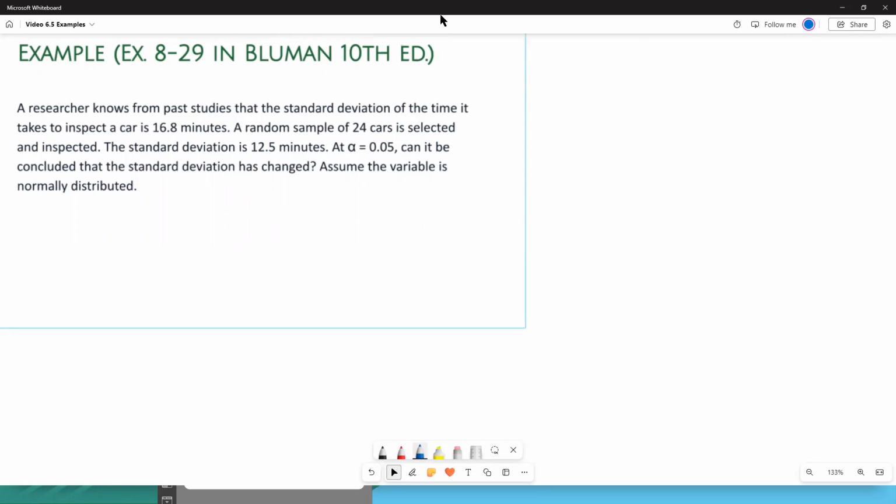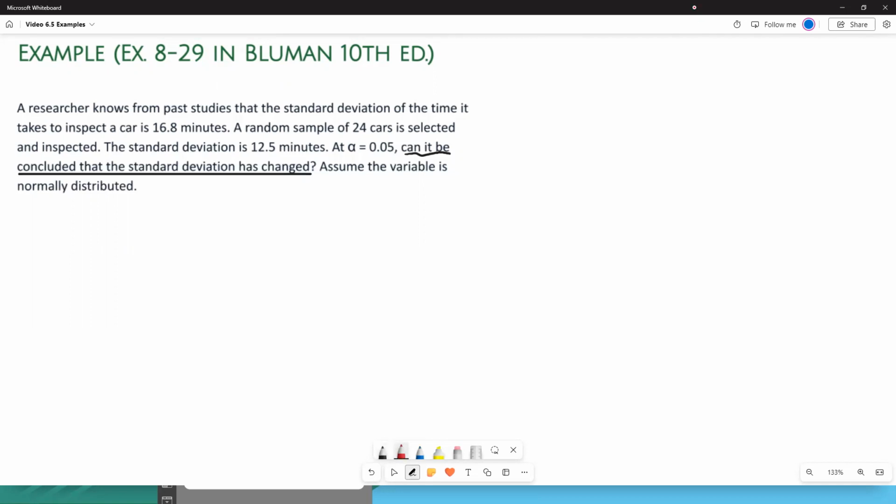Assume the variable is normally distributed. So let's go ahead and start by dissecting this word problem. I see that towards the end, we have a question: at alpha is 0.05, can it be concluded that the standard deviation has changed? So can it be concluded? I know it's a hypothesis test. And then standard deviation changed tells me it's a claim about a standard deviation. So I know I'm doing a hypothesis test for sigma.